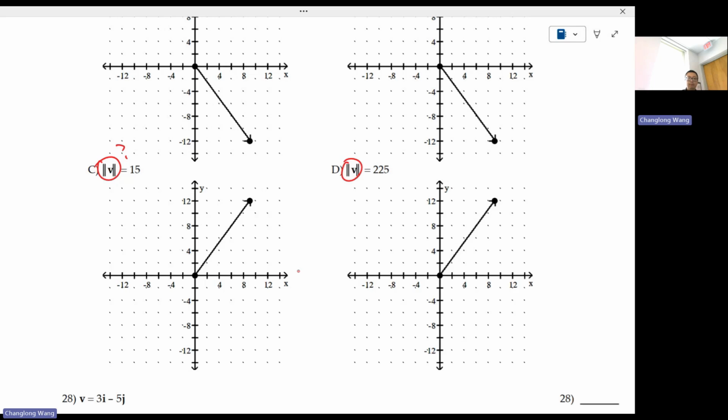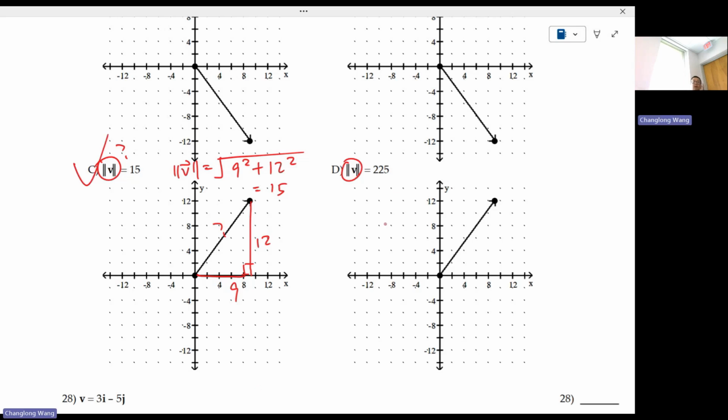How do you get a magnitude? Say for this arrow, if I know the run is 9, the rise is 12, how do you find the length of the vector? That's the right triangle. Don't you just use the Pythagorean theorem? Yes. So the magnitude is square root of 9 squared plus 12 squared. Don't forget to take a square root, right? So you're going to get 15. Therefore, C is correct.